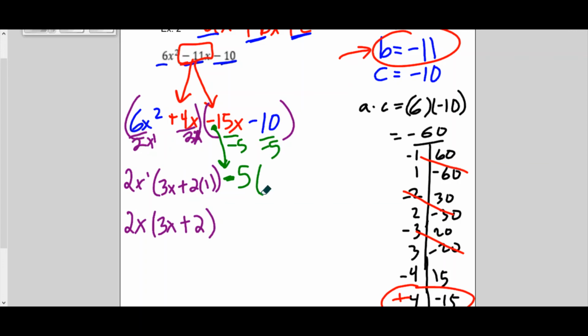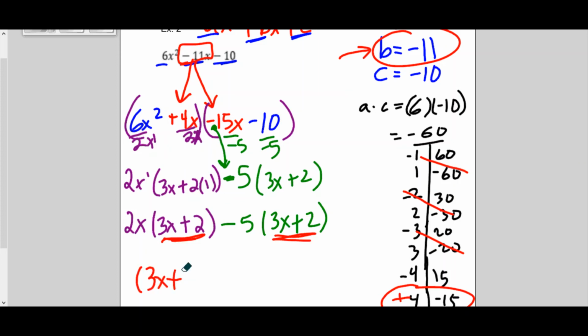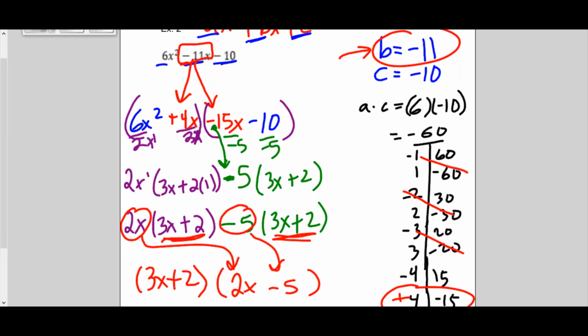So negative 15 divided by negative 5 is positive 3x, and then negative 10 divided by negative 5 is positive 2. So I'm going to write minus 5 times 3x plus 2. Well, now I know I did this right because, look, these match. I have 3x plus 2 and 3x plus 2. So this goes in one set of parentheses. And then in the second set, I'm going to bring the 2x and the negative 5. So this is my answer, 3x plus 2 times 2x minus 5.